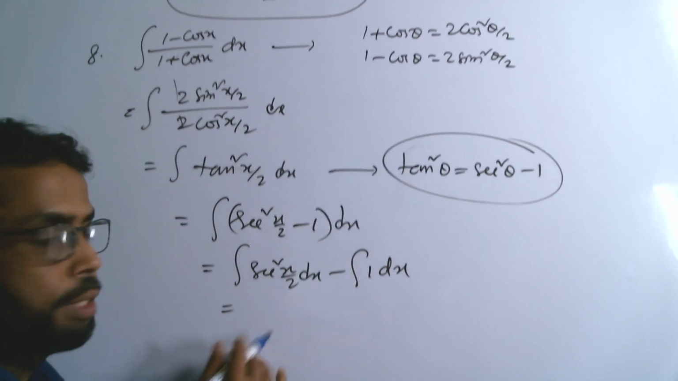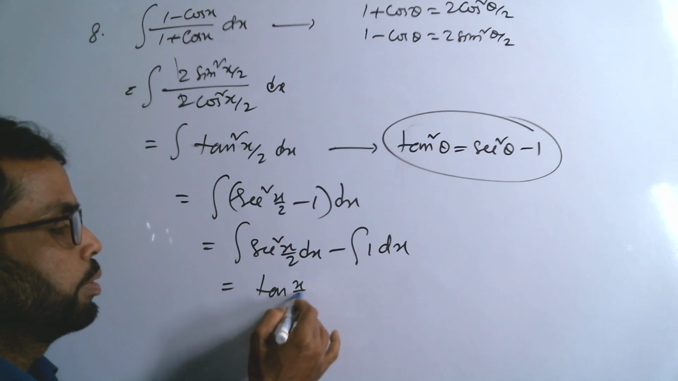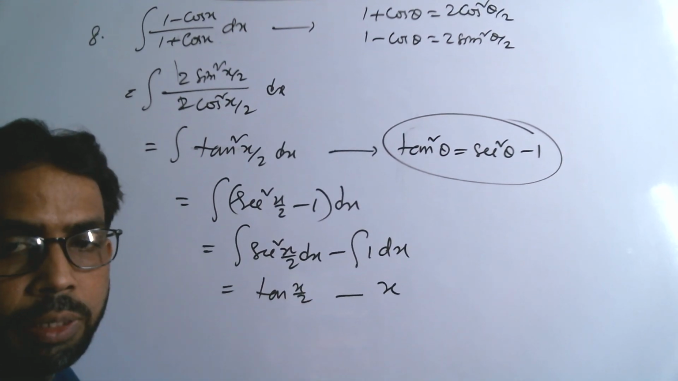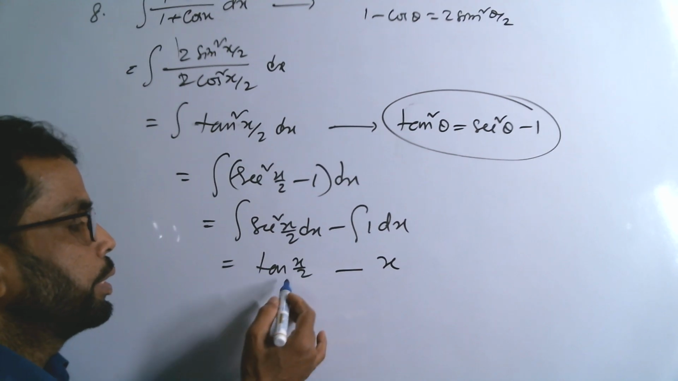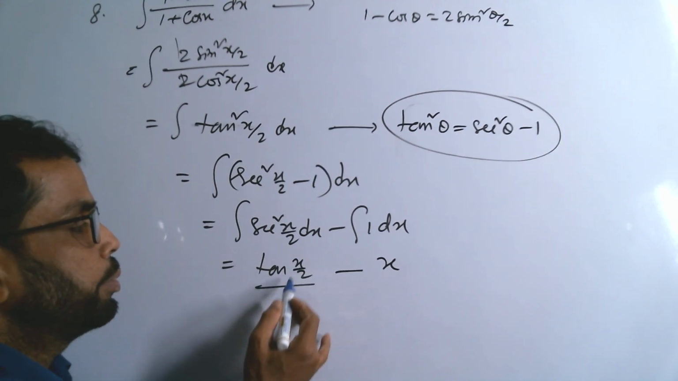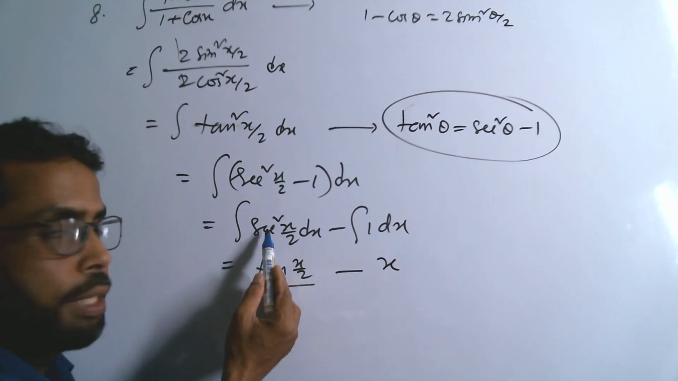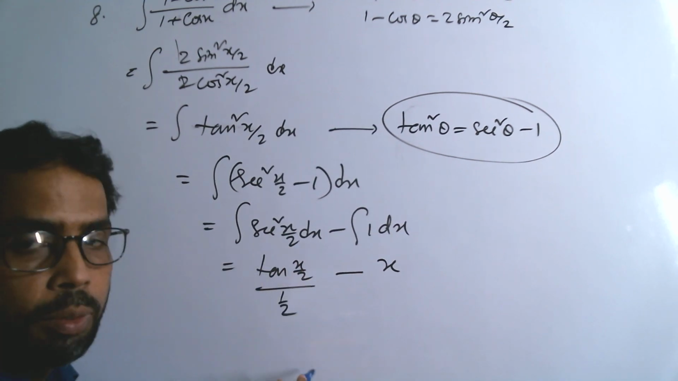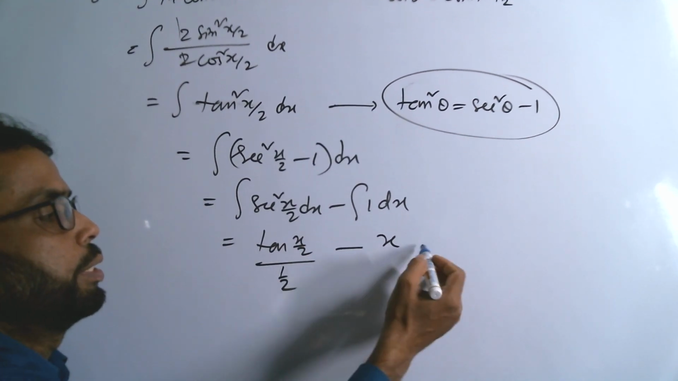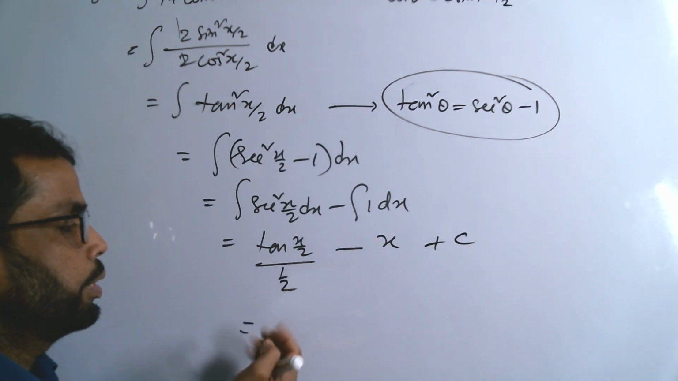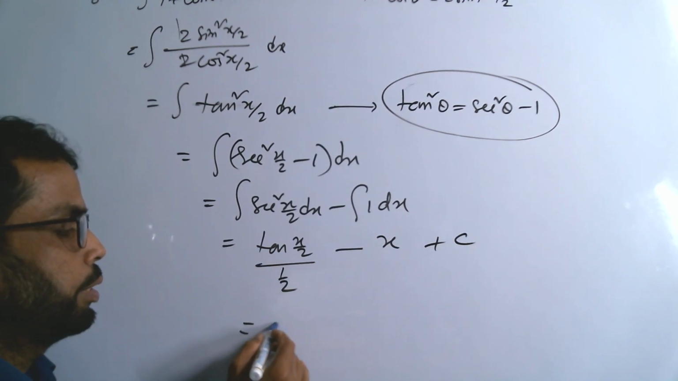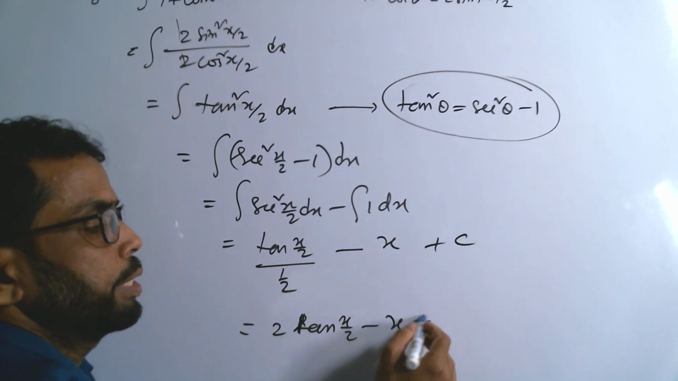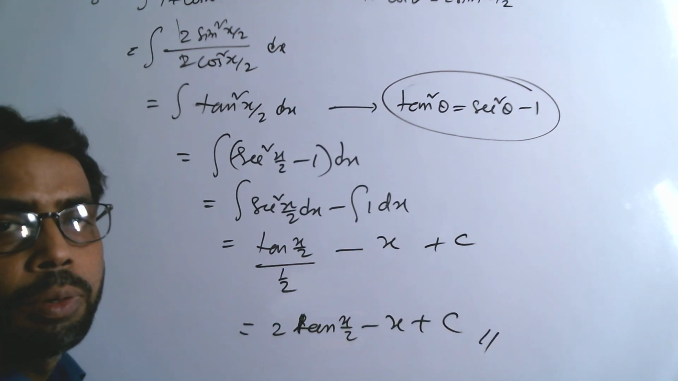Integration of sec square is tan, minus integration of 1 dx is x. Both are basic integration formulas, and here we must divide by the coefficient of x. Integration of sec square is tan, correct, but we must divide by the coefficient of x. The coefficient of x is here 1 by 2, and the integration is over, plus constant. Taking the reciprocal of 1 by 2, it is 2 tan(x by 2) minus x plus constant. This is the complete integration.